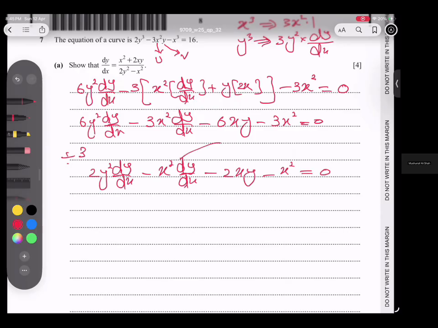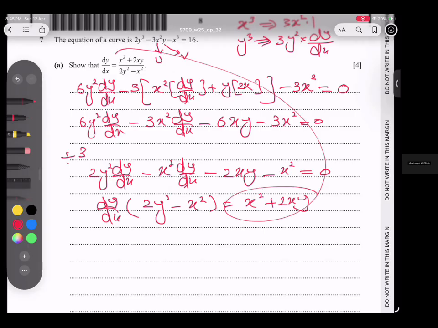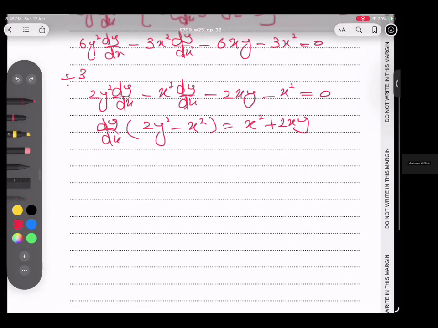These two values will go there, and meaning to take common out. So dy over dx, I have taken common out: 2y square minus x square, which starts matching. These two will go there, and I get x square plus 2xy. This also matches. So now divide. Alhamdulillah. This is done, and the proving part is over. So the first part is done. I'm writing here, proved.